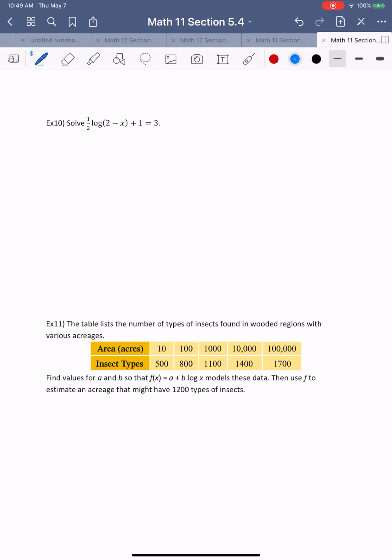All right, number 10. Solve 1/2 log of (2 minus x) plus 1 equals 3. So subtract 1 from both sides: half of log of (2 minus x) equals 2. Multiply both sides by 2 to get log of (2 minus x) equals 4. Now change to exponential form. So the base is 10 to the 4 equals 2 minus x, which is 10,000 equals 2 minus x.